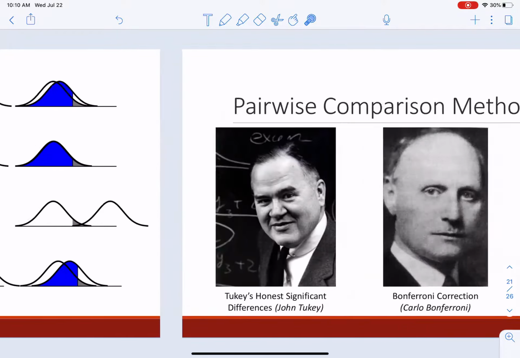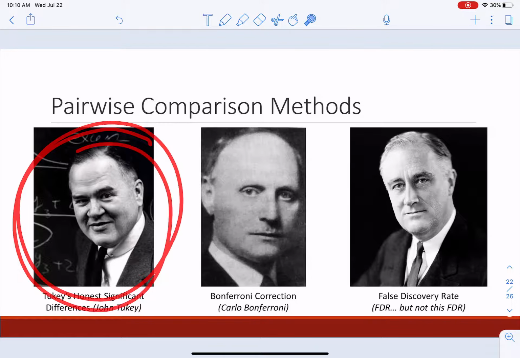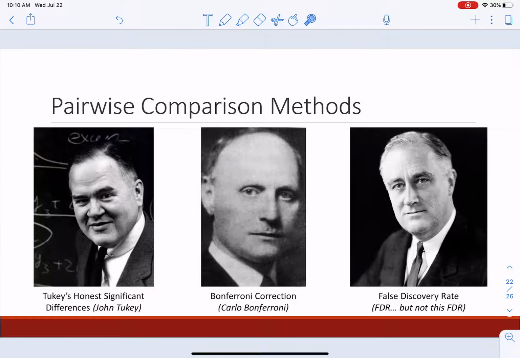And we've got 3 different methods. But for this class, we're just gonna go over the one, right? Because it gives you the most information, and it's pretty simple to see. We're gonna be doing the Tukey's honest significant differences, developed by this guy, John Tukey. Cool dude. I think he's still alive too, which is great for him.